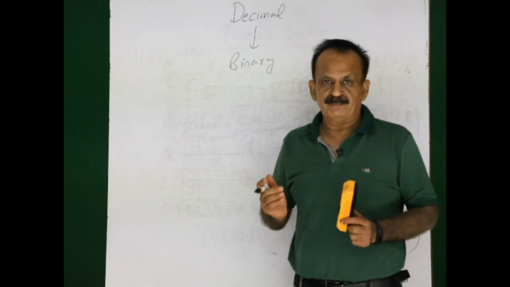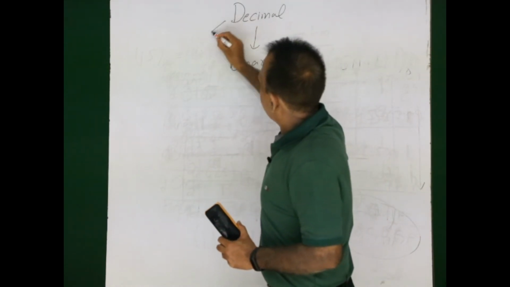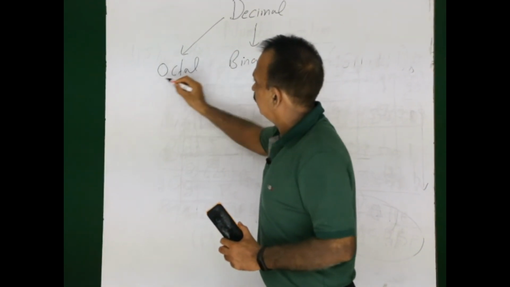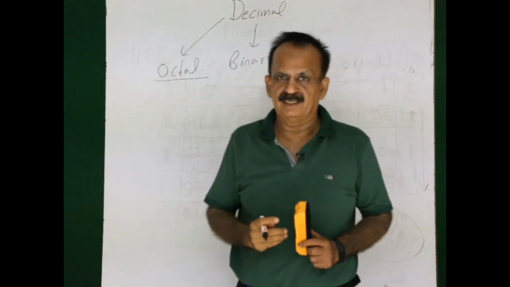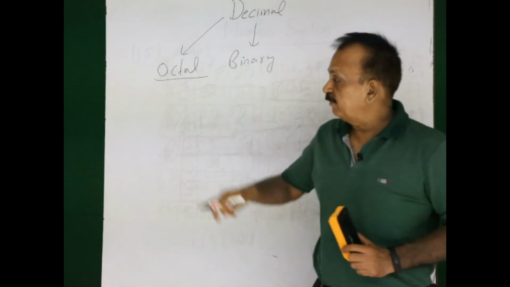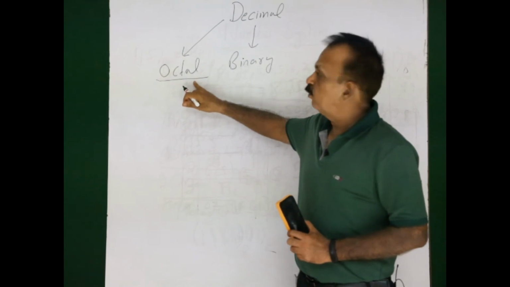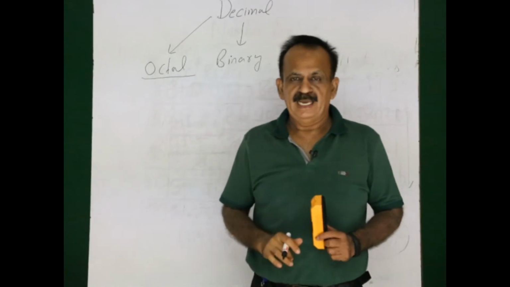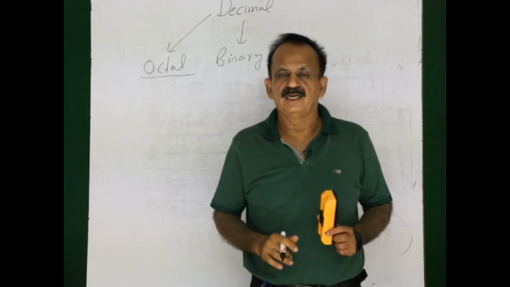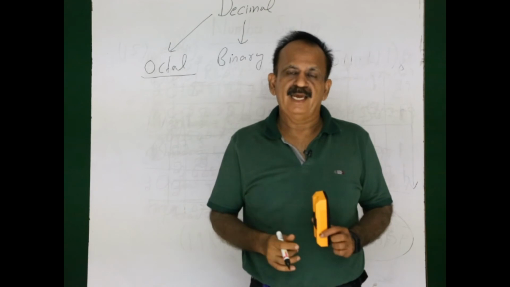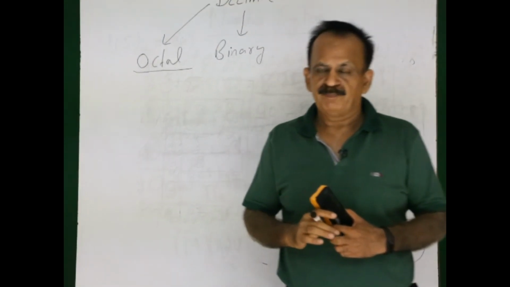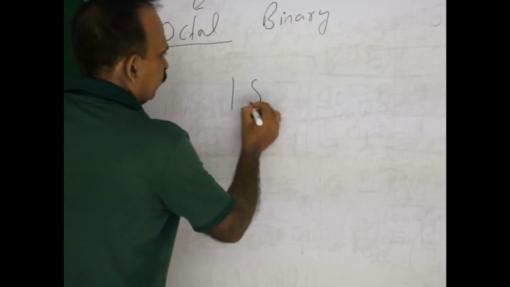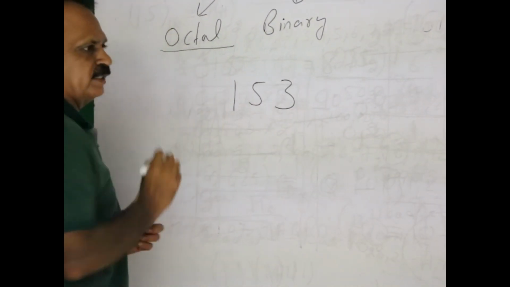Now, with this concept, I hope I can convert a decimal number to the octal number system. The base of the octal number system is 8. If the base is 8, I should divide the number by 8 and write down the remainder, and for the fractional part I should multiply by 8 and write down the carry part. Say I want to convert a number 153. This 153 is an octal number.